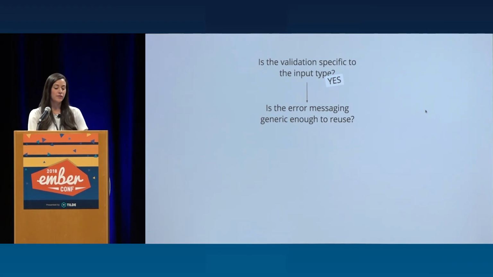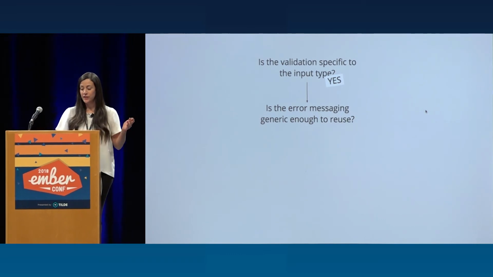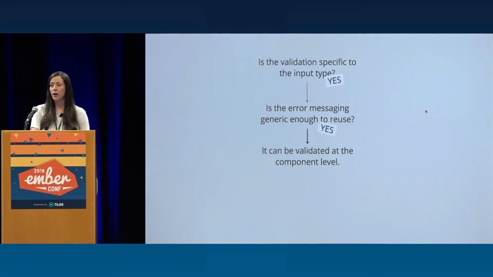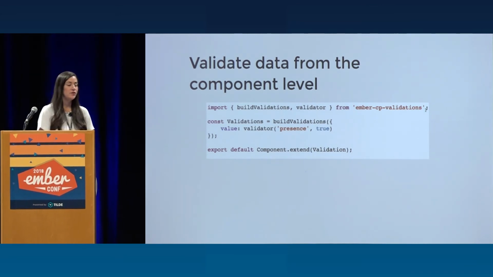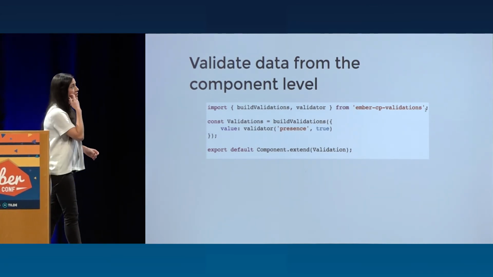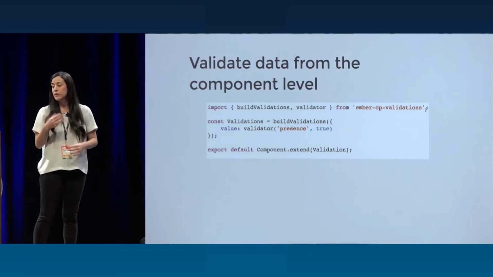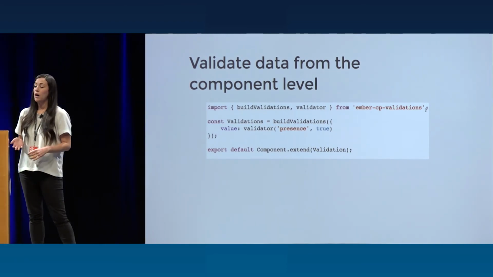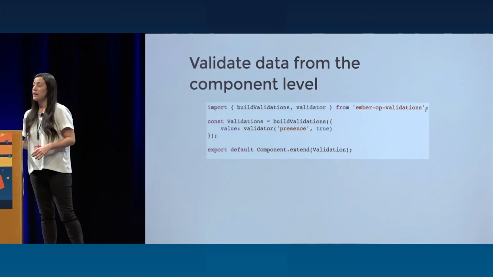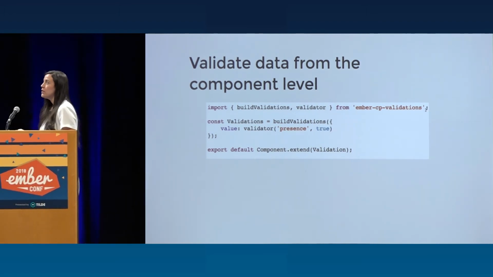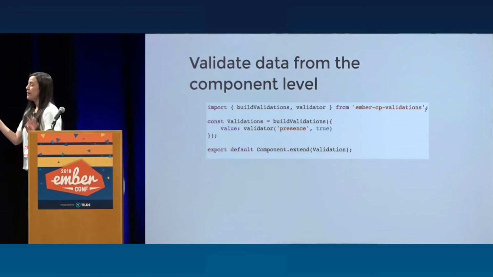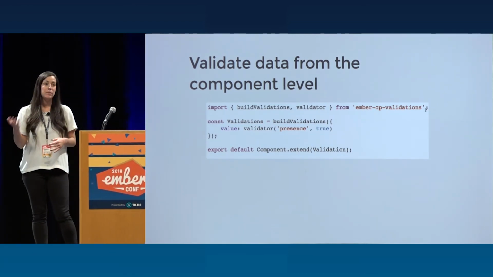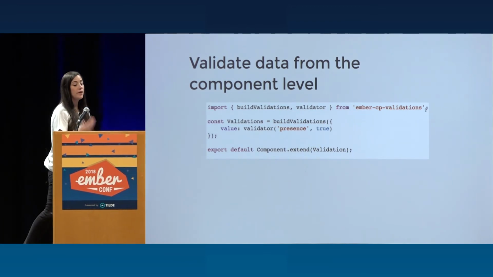Is the error messaging generic enough to reuse? "Can't be blank." We've all seen that. That's a super generic message. So yes, then that means it could probably be validated at the component level. I really like using Ember CP validations. It's a very low-level validation library, and it's really easy to use. It creates an extension on any Ember object, and it works with Ember computed properties to watch any computed property in any Ember object and say, OK, this is valid, this is not valid, based on the way that the validation has been set up.